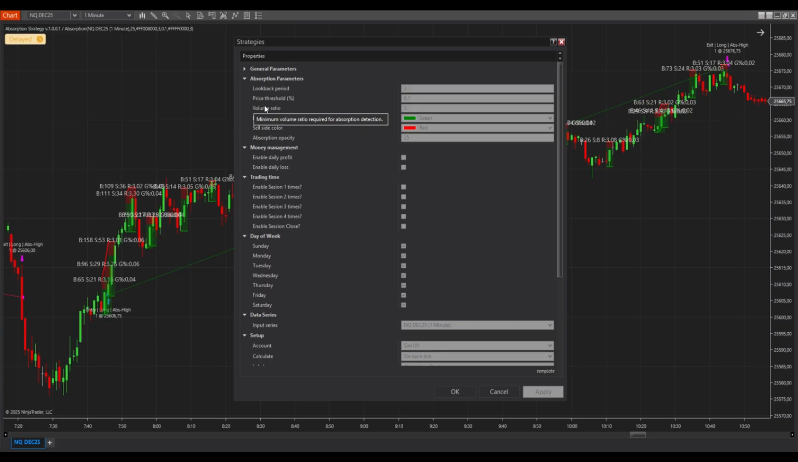Volume ratio is the minimum ratio between buy and sell volume required to qualify as absorption. Higher values mean stronger imbalances. Buy-side color sets the color for buy-side absorption rectangles. Sell-side color sets the color for sell-side absorption rectangles. Absorption opacity controls the transparency of the rectangles, from 0 to 100.